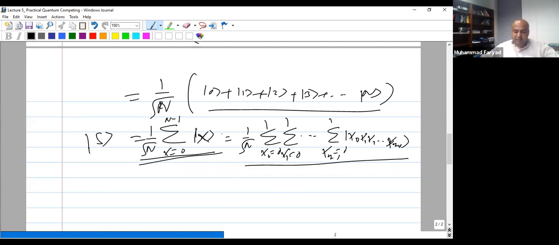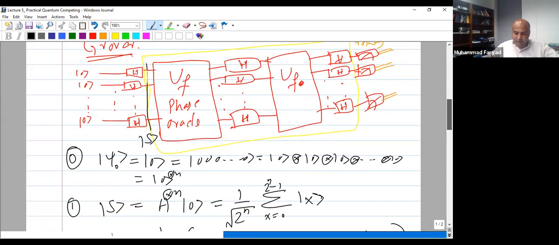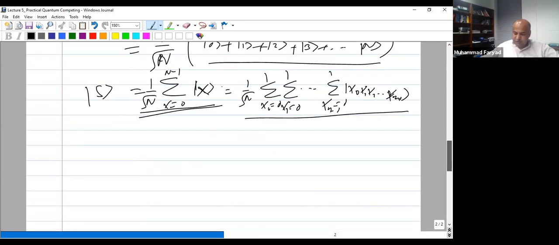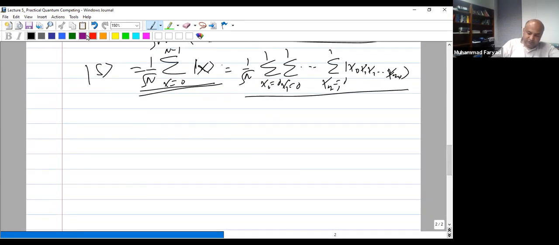So anyway, this is the state S at this stage, where it's just going to be fed into this phase oracle. And let's now see what this phase oracle does. So the second part, phase oracle, or you can call it Grover oracle.